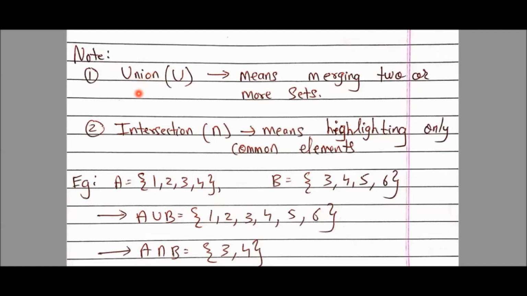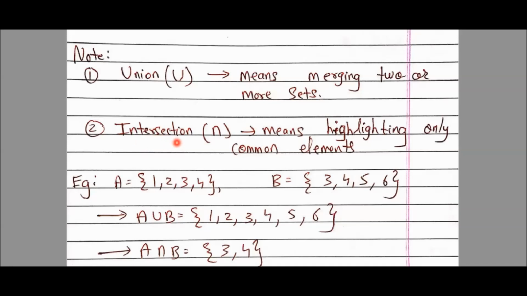Union. There is one term, union, in sets chapter, denoted by this symbol. This symbol denotes union. What does it mean? Union means merging two or more sets. अगर हम दो से ज्यादा सेट्स को मर्ज करते हैं तो we call it as union. Merging two or more than two sets.